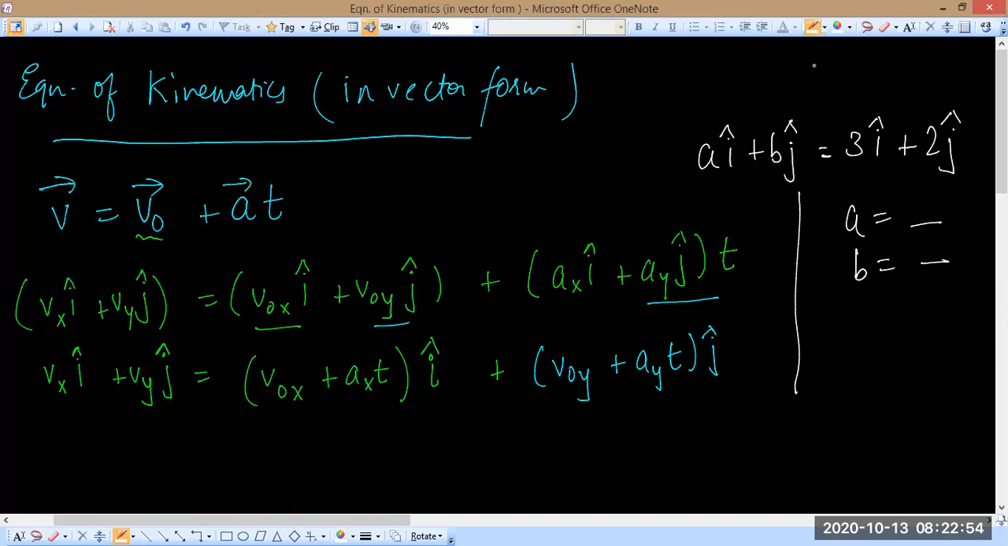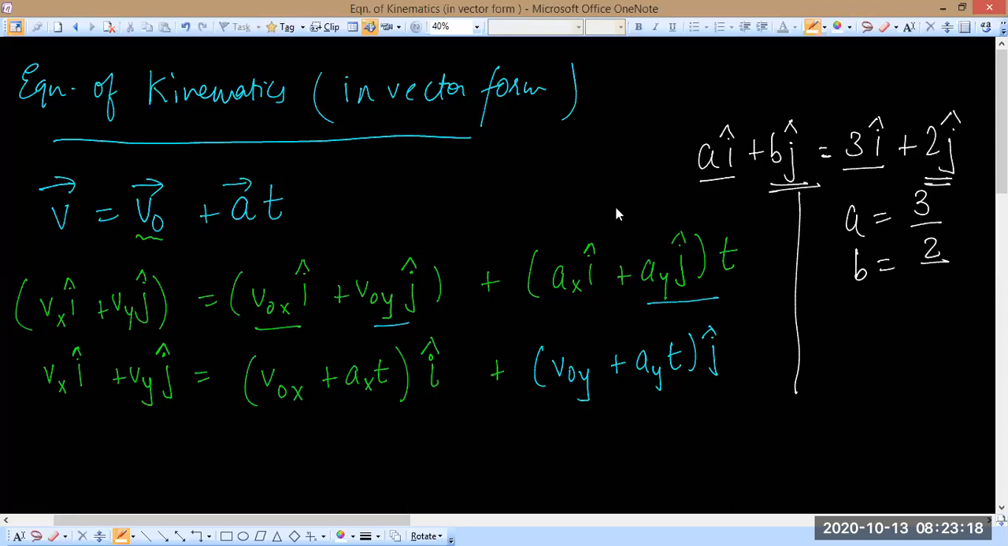It's very simple. Yes. Dia, what are you doing? The obvious clear answer is that a i caret should be 3i caret, so a is 3. b j caret should be this, so that should be 2, right?